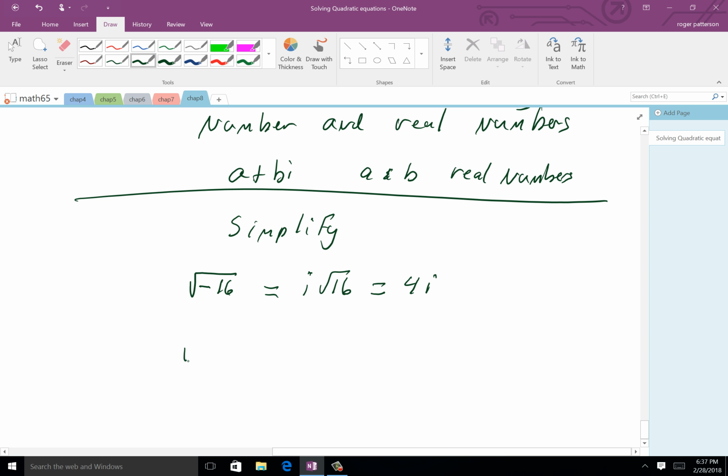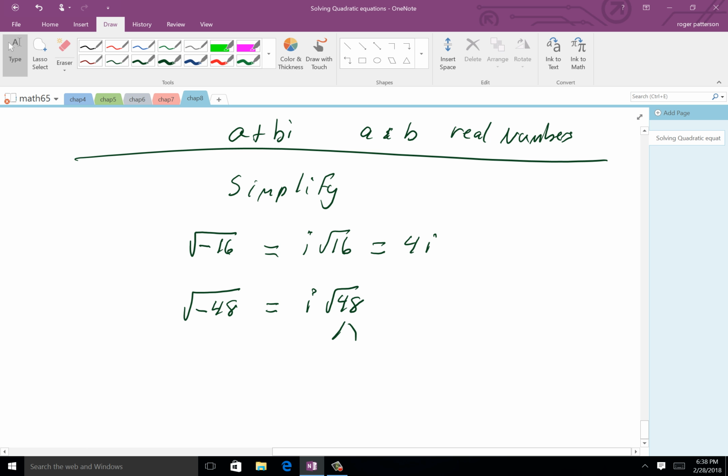Right, so if we have the square root of negative 48, i is going to come out in front. We just have to break down that 48. We did a whole bunch of this about a week or so ago. So let's see, what goes into 48? How do we break this down? 16 and 3. Okay, good.